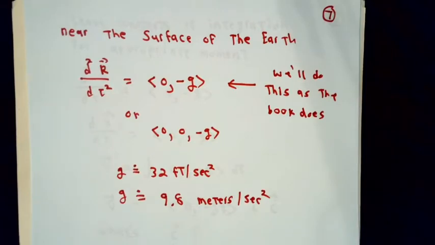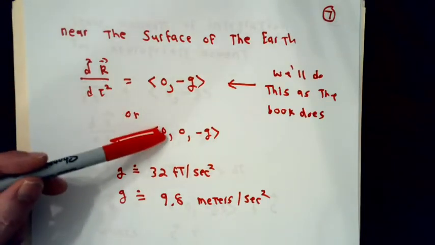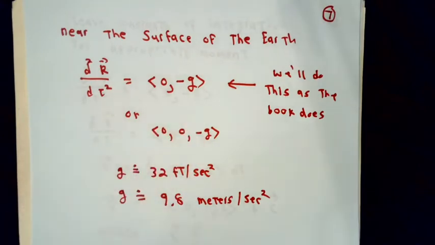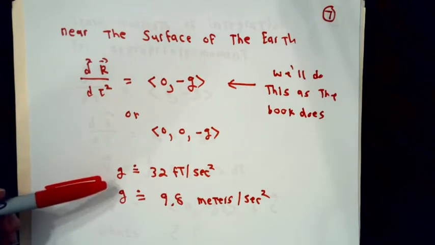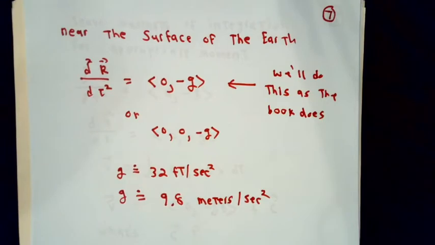The book does everything in 2 dimensions, so we will as well. If we wanted to do fully 3-dimensional things, the second derivative of r would be 0 in the x direction, 0 in the y direction, and minus g in the z direction. g is a positive constant, the acceleration due to gravity. It is 32 feet per second squared, or 9.8 meters per second squared approximately.